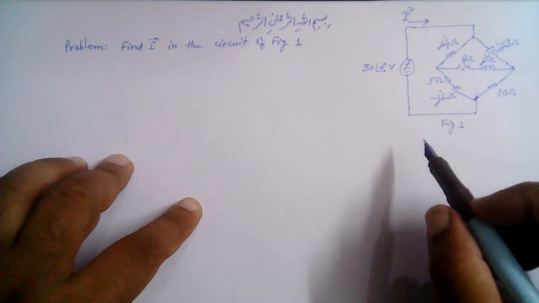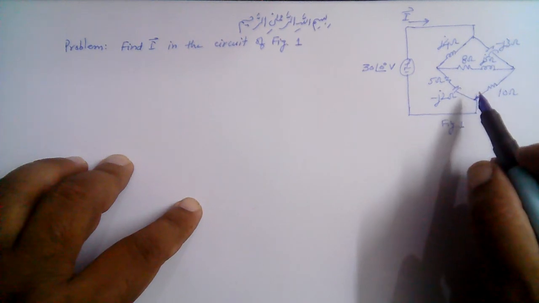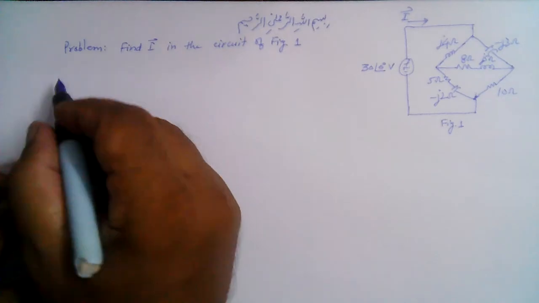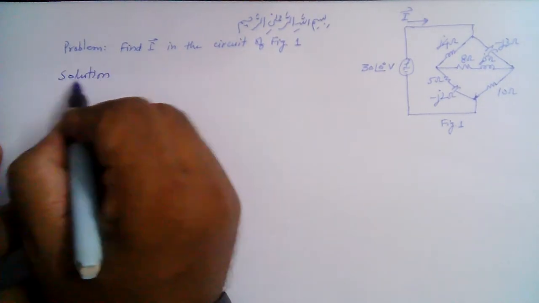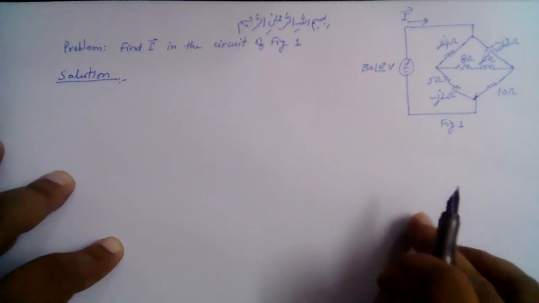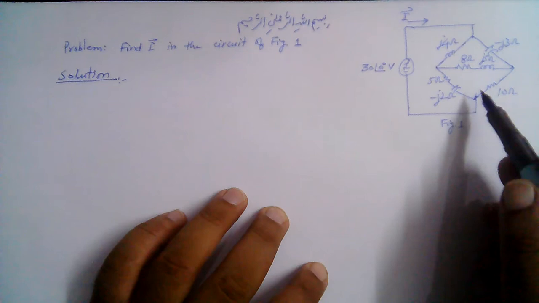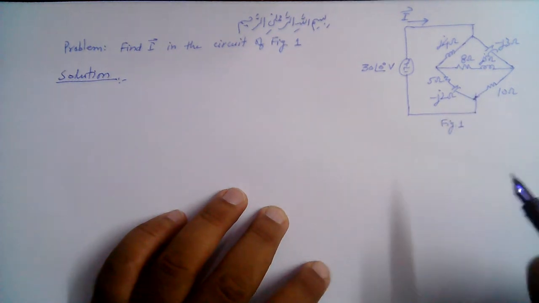So we need to first transform one of these delta combinations into the equivalent Y combination. So let's begin the solution. It will be convenient if we redraw this diagram and also draw the equivalent Y combination.